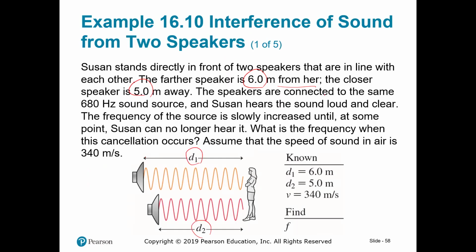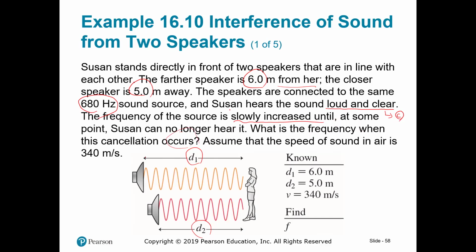The speakers are connected to the same hertz. So basically these two speakers are the same, right? And Sujan hears the sound loud and clear. So what does that mean? A constructive wave is formed, right? The frequency of the source is slowly increased until at some point Sujan cannot hear the constructive wave anymore, right? What is the frequency when this cancellation occurs?